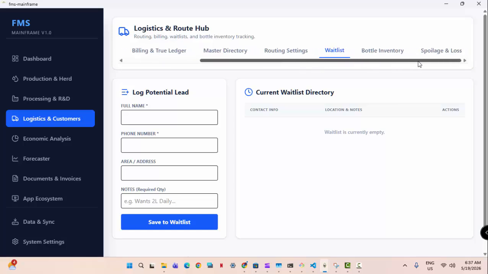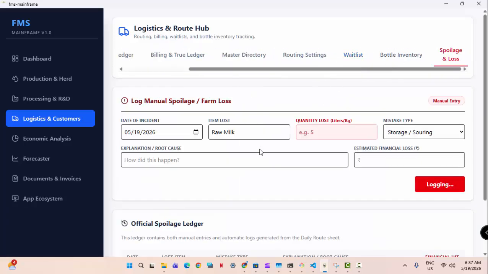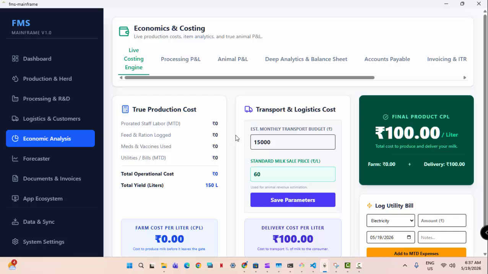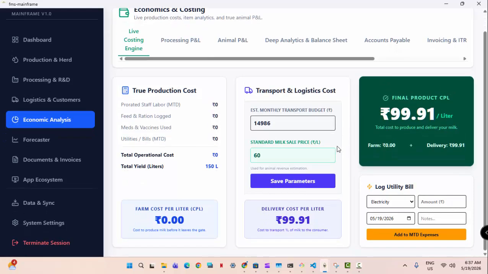Then further moving on, total inventory and spoilage and loss, if there is any, and how it's affecting the farm. Then economic analysis gives us the true picture of the farm, that we have a live costing engine in which we can simply understand how much per liter of milk costs us.